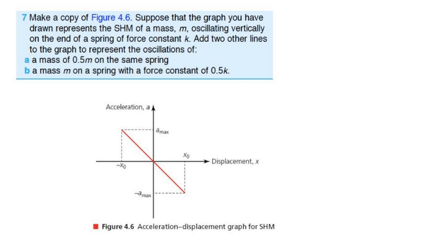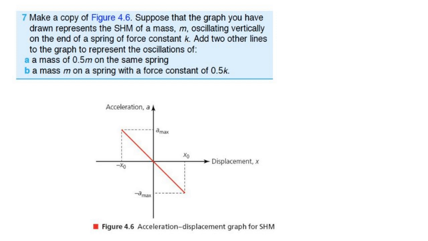And now to the last question, which is actually quite similar because it's this idea of constants in proportional relationships. This is now 4.1 oscillations. Make a copy of 4.6. Well, basically, we're looking at this equation. And suppose that the graph you've drawn represents a graph of simple harmonic motion, the relationship of a mass oscillating on the end of a spring with a force constant of K.